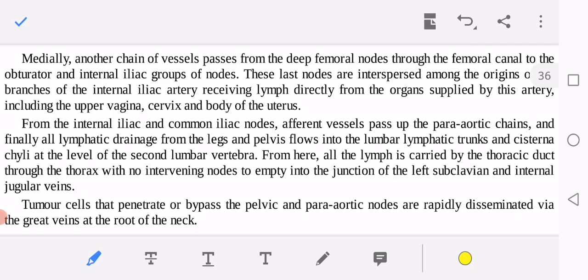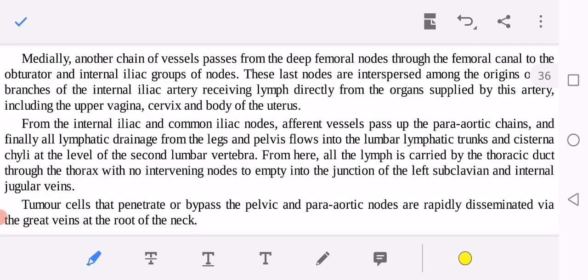From the internal iliac and the common iliac nodes, afferent vessels pass through the para-aortic chains, and finally all lymphatic drainage from the legs and pelvis flows into the lumbar lymphatic trunks and cisterna chyli at the level of the second lumbar vertebra. So how far does it go? Second lumbar vertebra.